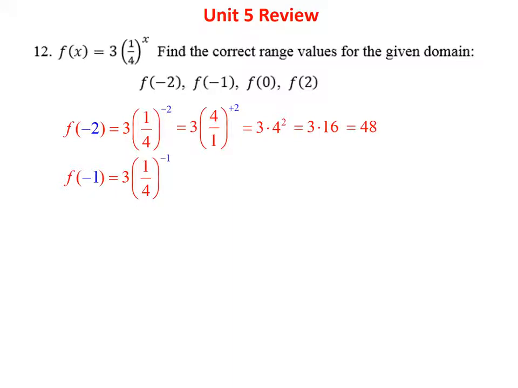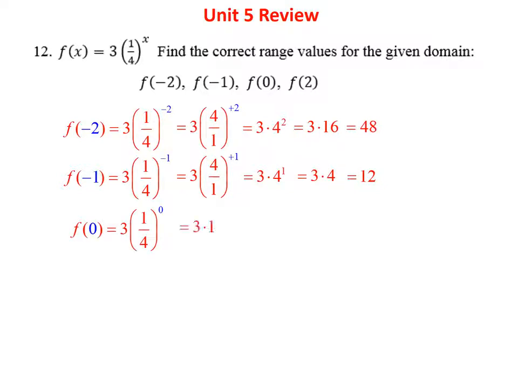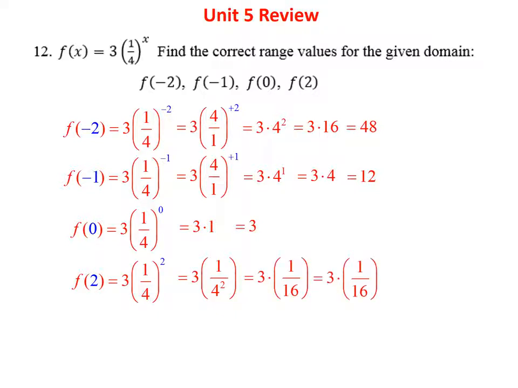The next one, similarly, is a negative exponent, -1, so we change it to 4 over 1 to the positive 1, and we simply have 3 times 4, or 12. So f of -1 is 12. F of 0, remember our rule, anything to the 0 power equals 1. So 1/4 to the 0 power is 1, so this is 3 times 1, or 3. And now we get into positive exponents, so 3 times 1/4 squared is going to be 3 times 1 over 4 squared, or 3 times 1 over 16, or 3/16. And finally, those are our answers. The range is 48, 12, 3, and 3 over 16.